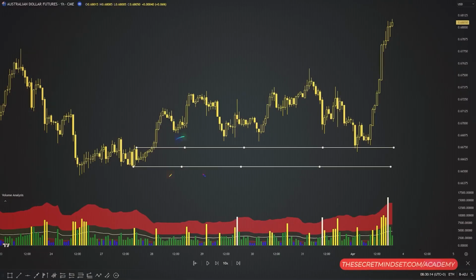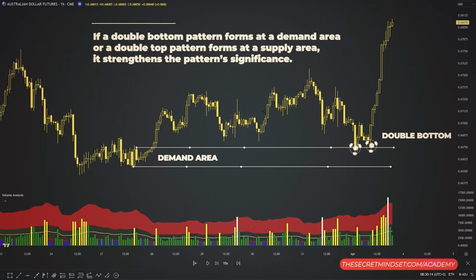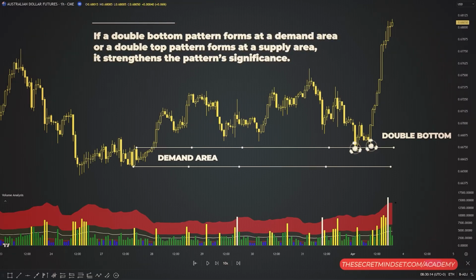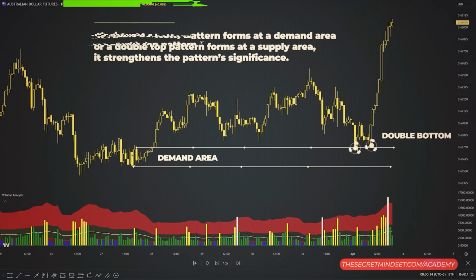The second aspect is the pattern formation at a key level. Identifying a key level of supply or demand is crucial. If a double bottom pattern forms at a demand area, or a double top pattern forms at a supply area, it strengthens the pattern's significance.